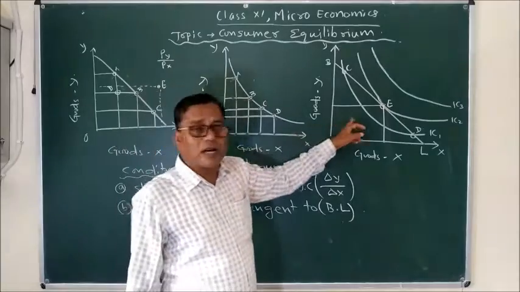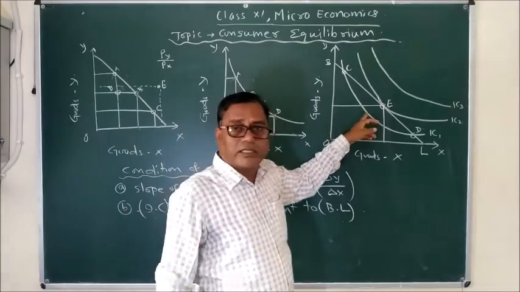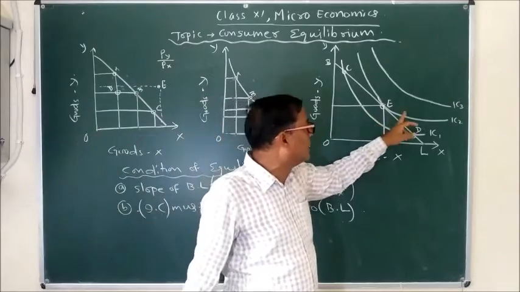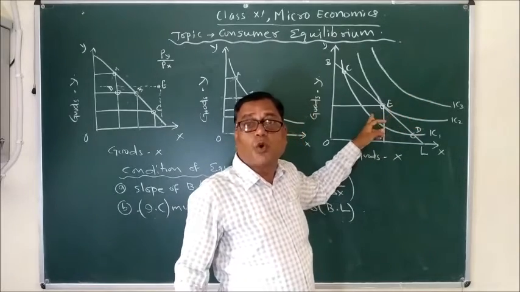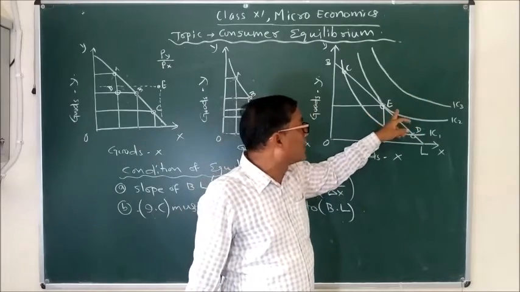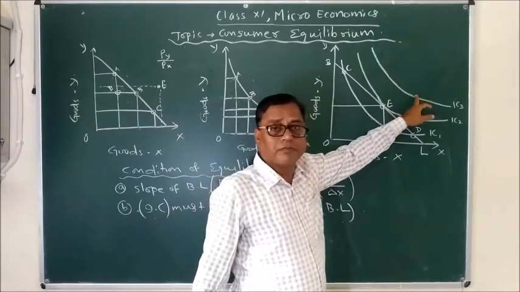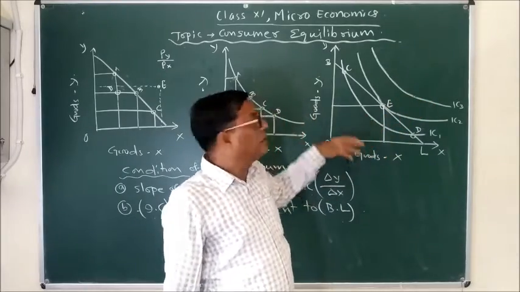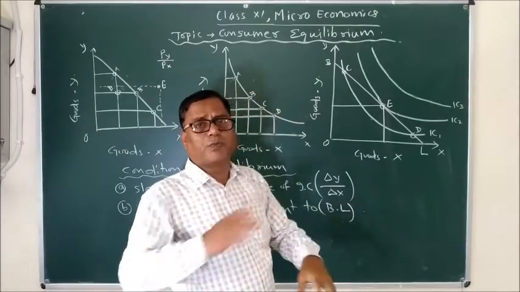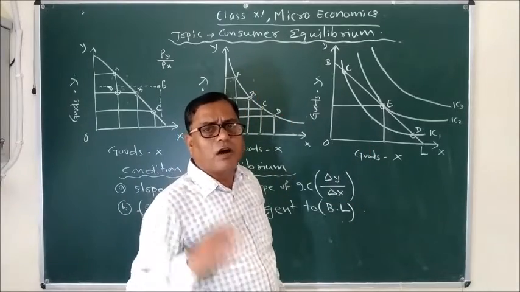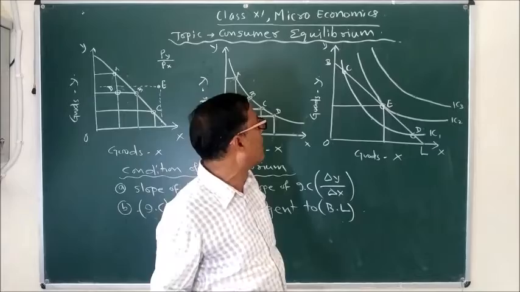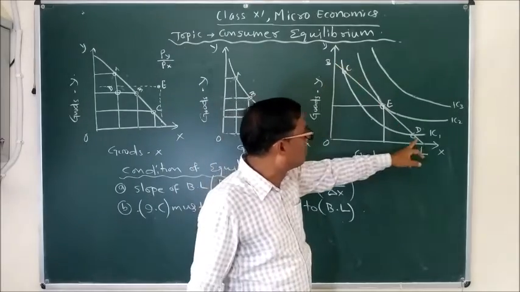So now come to the third diagram. Here you can see, yesterday we have already discussed the indifference map that shows us the level of satisfaction of our consumer at different levels of income. You know that in this analysis our consumer is spending all his disposable income on the purchase of X and Y. That's why BL is the budget line.